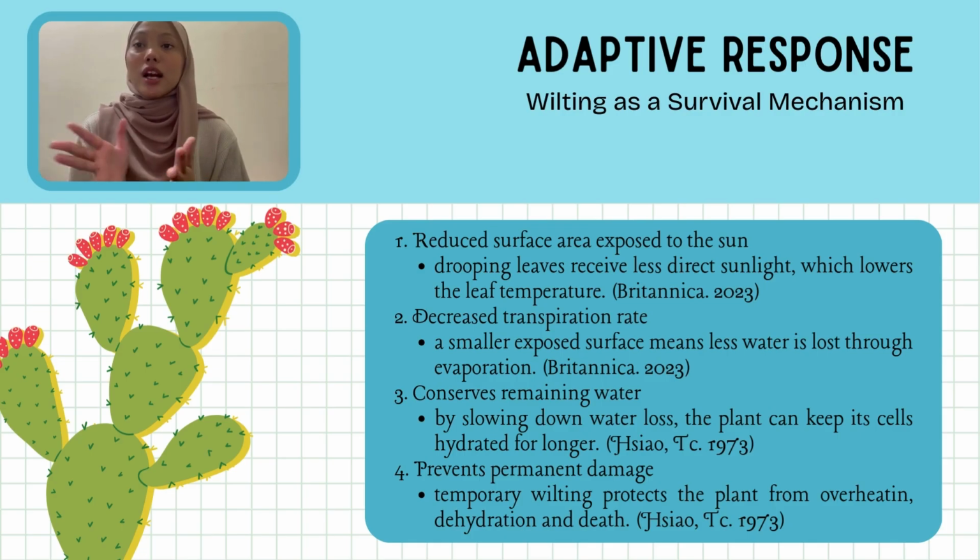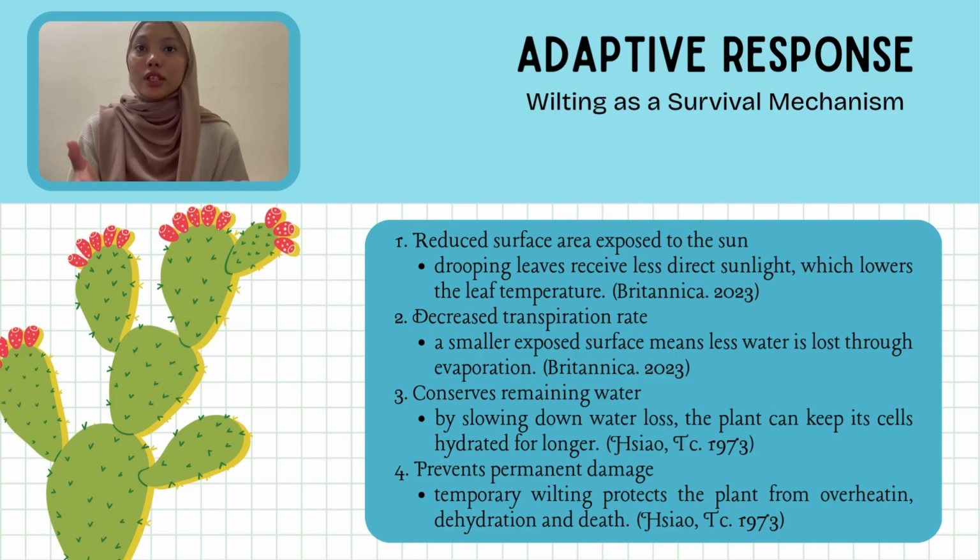So, the first benefit of wilting is that it reduces the surface area that is exposed to direct sunlight. Because the leaves are no longer fully spread out, they receive less sunlight, which helps lower the temperature of the leaf surface. Secondly, wilting leads to a decrease in the transpiration rate. With a smaller exposed surface, less water is lost through evaporation.